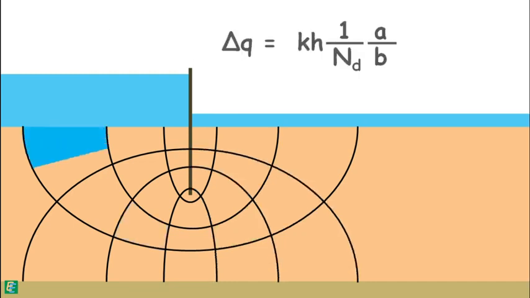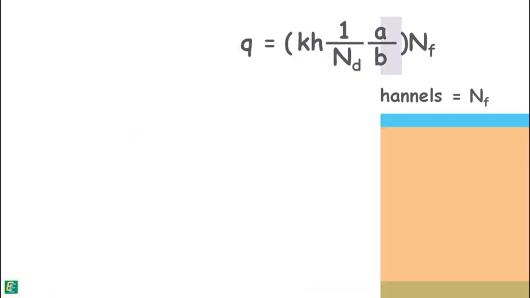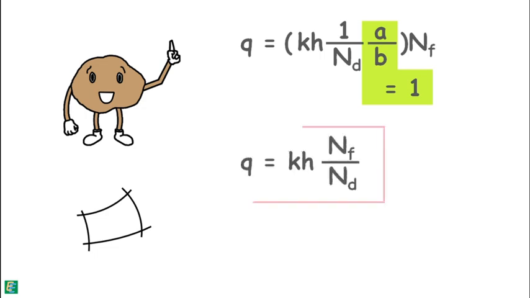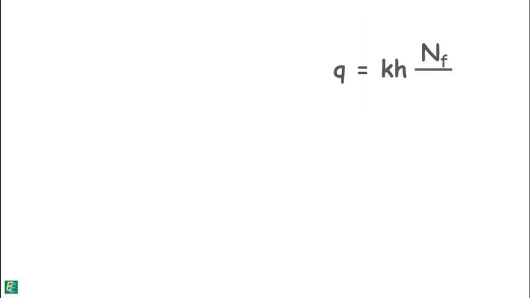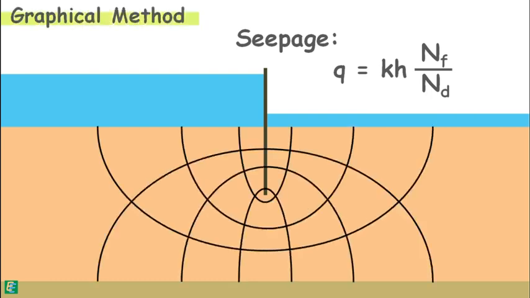Again, this is the discharge through one flow channel, and if total number of flow channels in the flow net are NF, then total discharge can be written as NF times discharge through one flow field. Remember that flow net is constructed by elementary squares, so this quantity is 1. So total discharge through soil can be written as this. This ratio is called shape factor. So this is how we calculate the seepage through soil under any structure using flow net by graphical method.